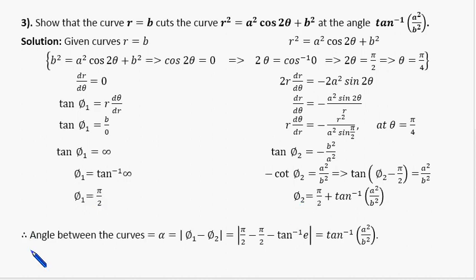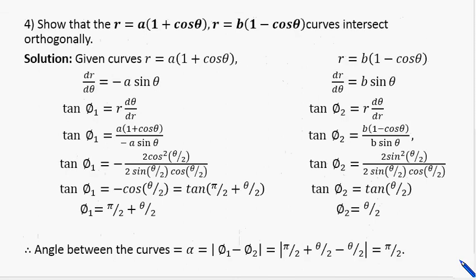Therefore the angle between the curves, α = modulus of φ1 - φ2 = pi by 2 - pi by 2 - tan inverse of a²/b². Here pi by 2 gets cancelled, so α = tan inverse of a²/b². So that is what we have to show here.